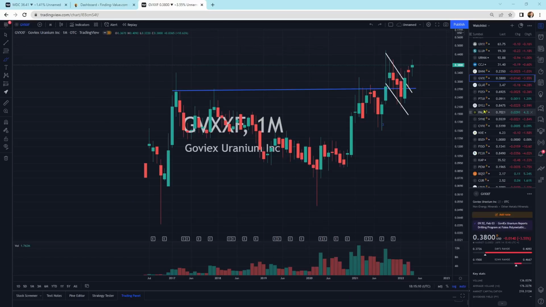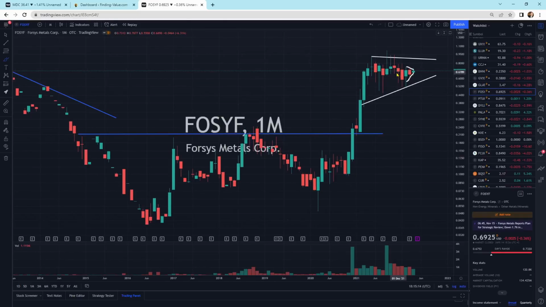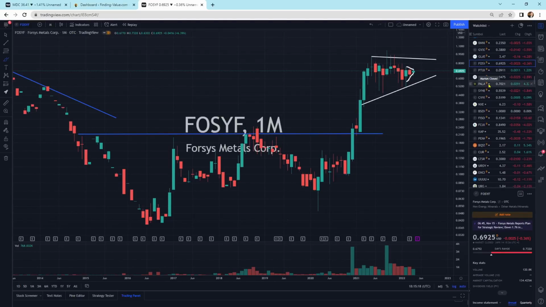We're starting to see all these companies break downtrends. And they're just paused right now after their breakouts. They're just going sideways. They're resting before a big move comes.